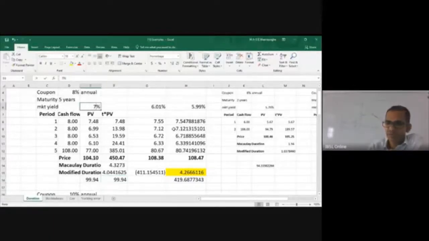What would happen when we put in 8? The price is 100, close to 99.94. That's why we said this is only an approximation. It won't give you the exact figure. Why?